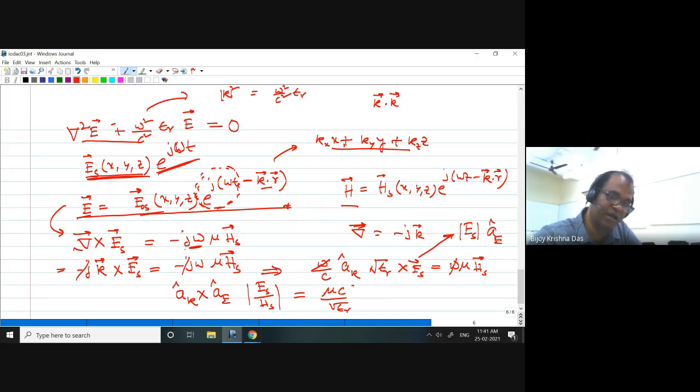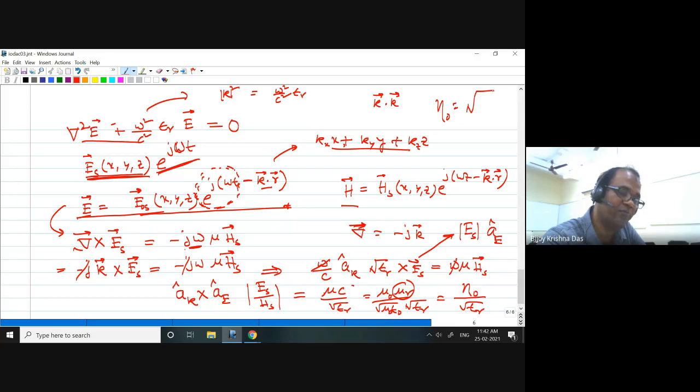Mu times C, where C equals square root of mu 0 epsilon 0, and epsilon r, and here mu 0 mu r, for example mu r equal to 1 you can consider. So that means square root of mu 0 by epsilon 0, that means I can get eta 0 by square root of epsilon r. Eta means what? Eta 0 equals square root of mu 0 by epsilon 0. That is actually called the intrinsic impedance for free space, we know that.